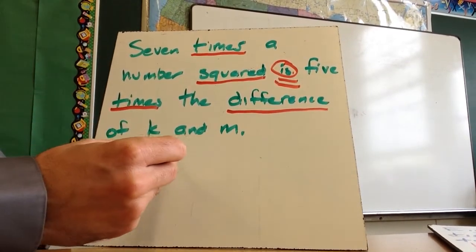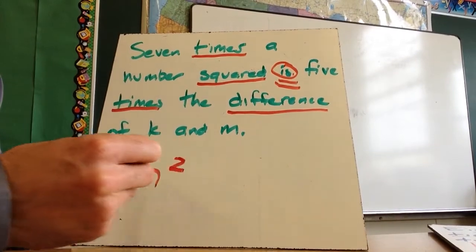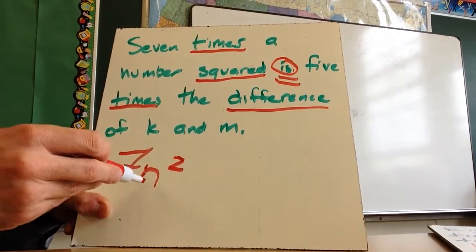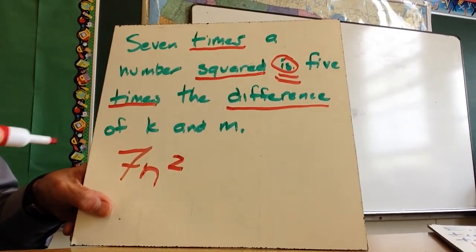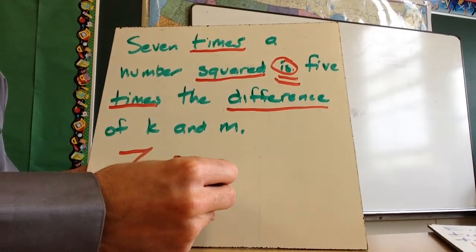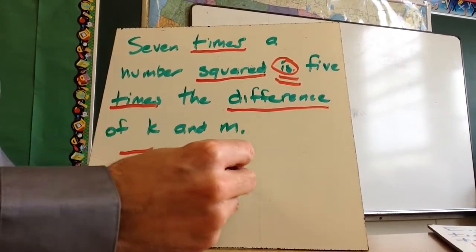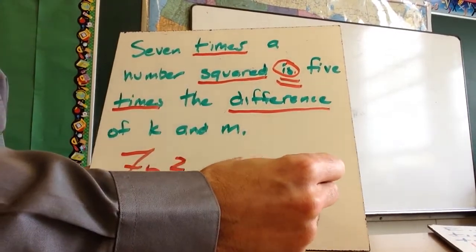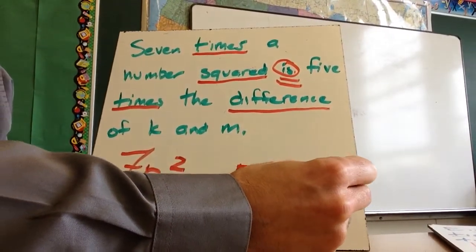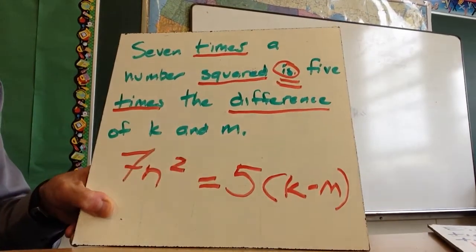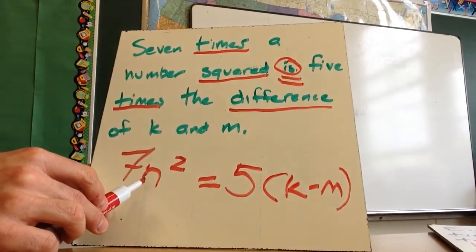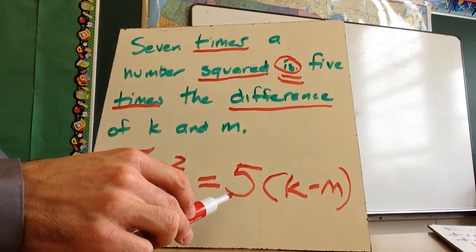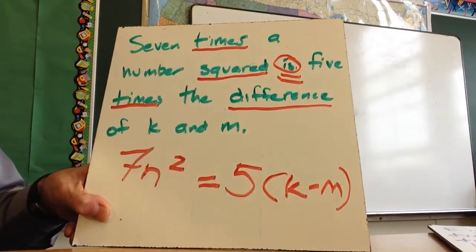Squared. So this is 7 times n squared. Keep in mind the n is squared, not necessarily the 7. Equals 5 times the difference of k and m. Seven times n squared equals 5 times the difference of k and m.